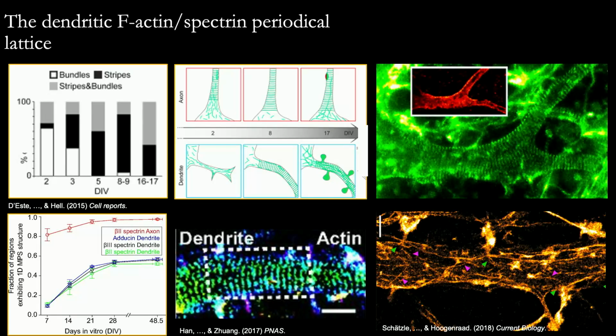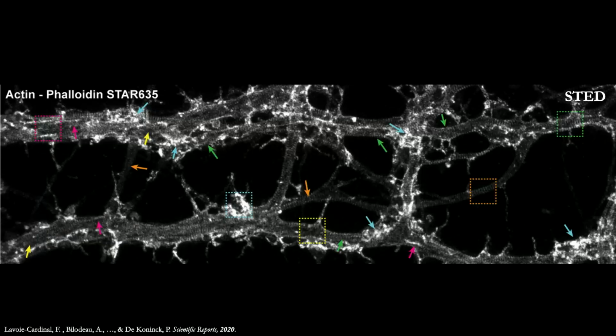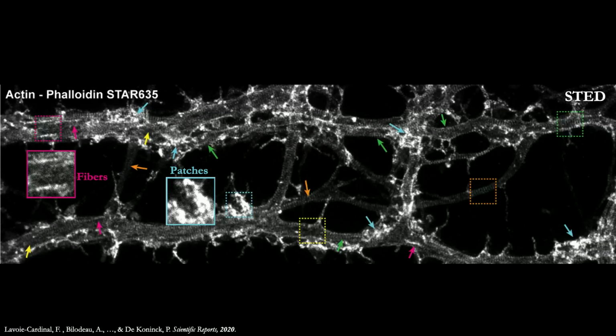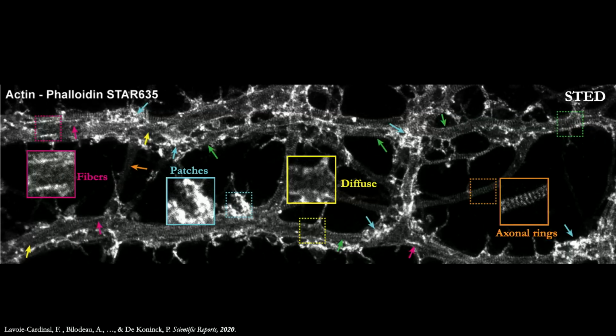And we were wondering why there was such a diversity in structures, but also when we were looking at our images, they looked very complex. We had those small fibers that we could identify in the dendrites, but we would see patches, diffuse pattern, axonal rings that were very clear, and also F-actin rings in dendrites. And those patterns were always coexisting.